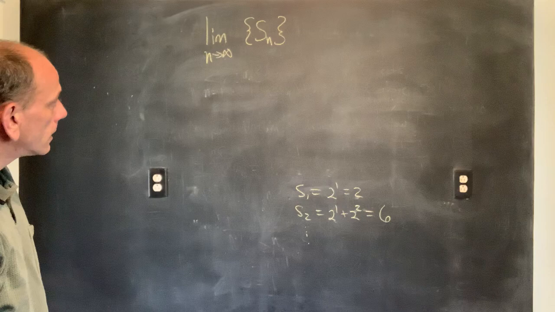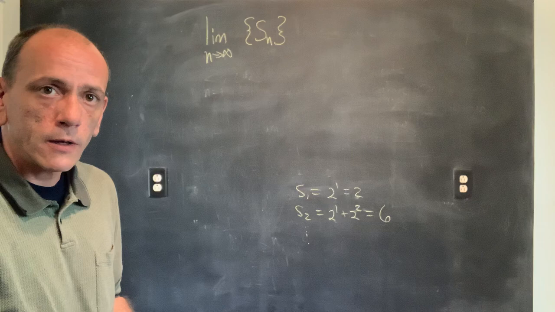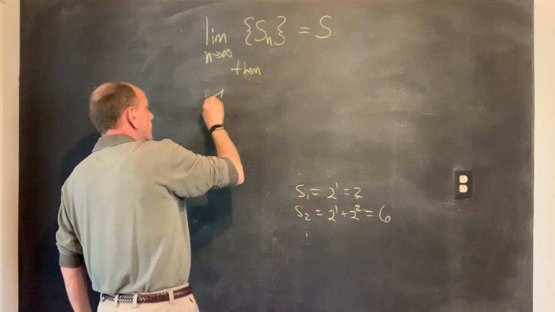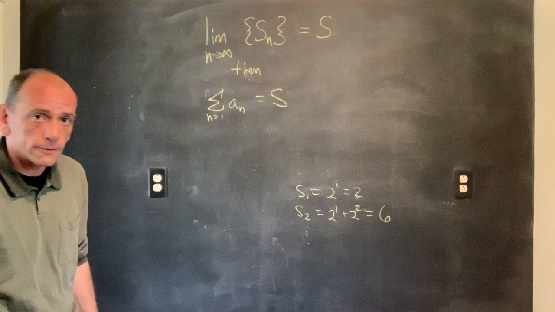So in general, what I'm going to want to do is to try to find a formula for that nth partial sum and then take its limit. If that limit is, let's call it S, then the series a sub n converges and its sum is equal to that S, the limit of the sequence of partial sums.